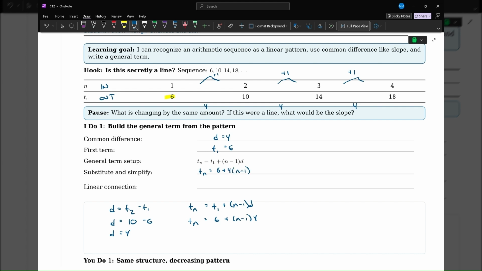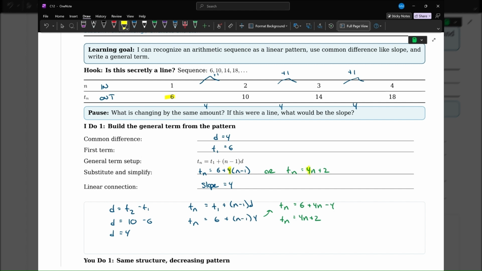But if we want to make that linear connection explicit, we can keep going on this one. Tn, if we expanded it, is going to be 6 plus 4 times n minus 4 times 1, which is 4n plus 2. So the nth term is 4 times n plus 2. Connecting it, we can see that the slope for both of them, linear connection, is 4. That rate of change is the same.